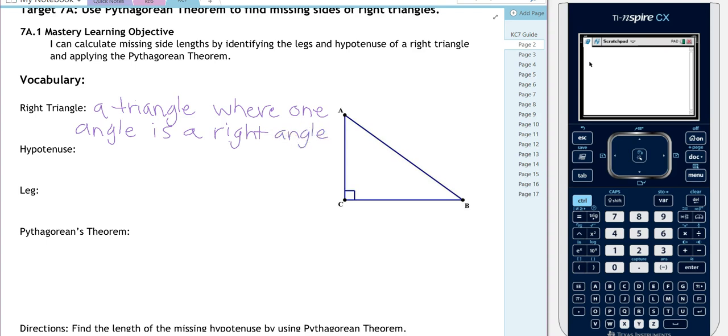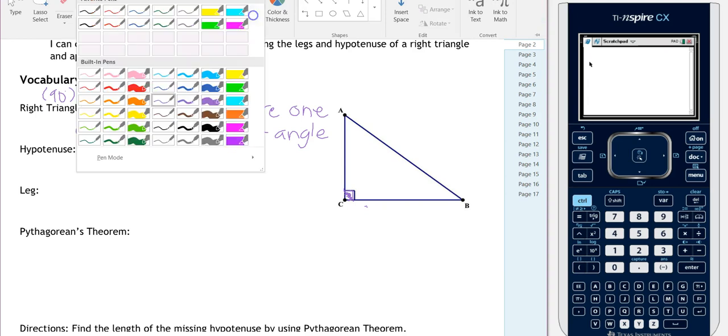A right angle is indicated when we have this little perpendicular symbol. This means 90 degrees, right? This angle right here is 90 degrees, therefore it is a right angle. Keep that in mind when you think of a right triangle. The important thing is that the hypotenuse is across from that right angle.